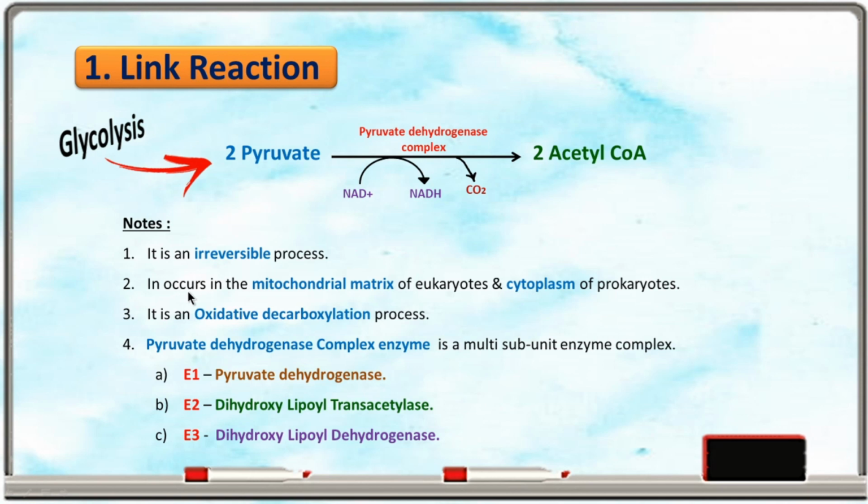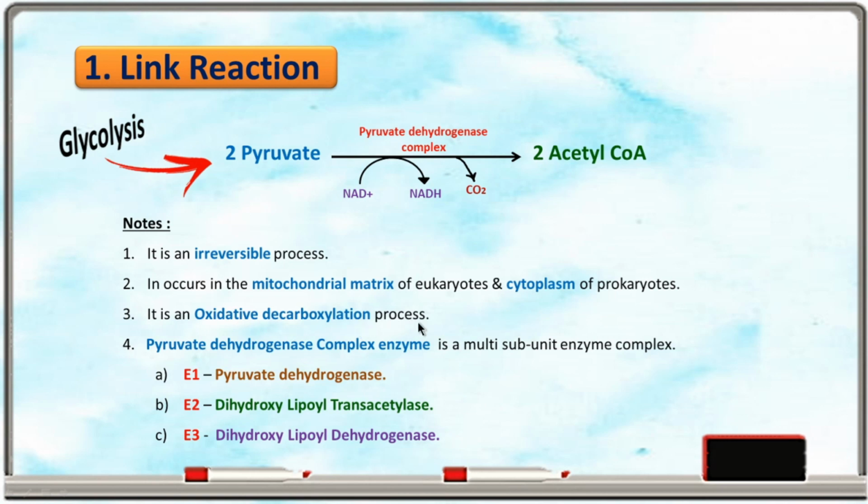Next, the link reaction occurs in the mitochondrial matrix of eukaryotes and in the cytoplasm of prokaryotes. In eukaryotes, we know that there is a mitochondria organelle, and inside it the matrix is present, and the link reaction occurs in that matrix only. In prokaryotes, the cytoplasm is the site of the link reaction, since there is no organelle present.